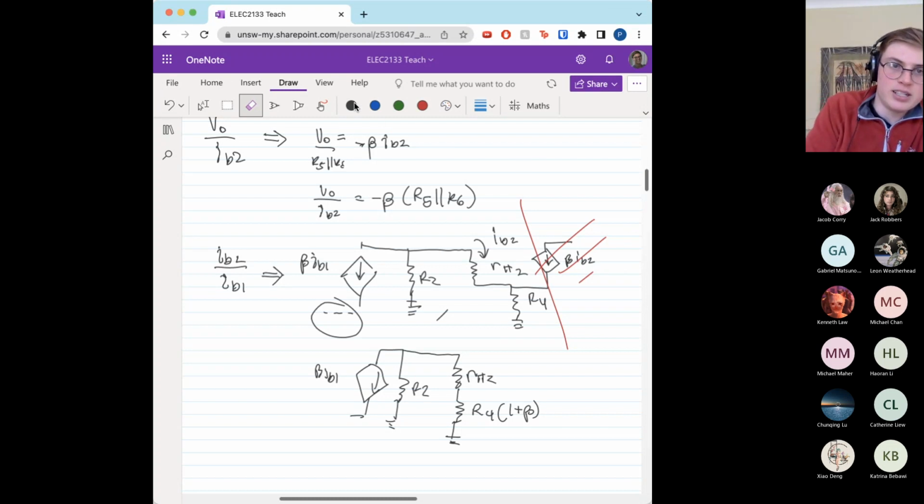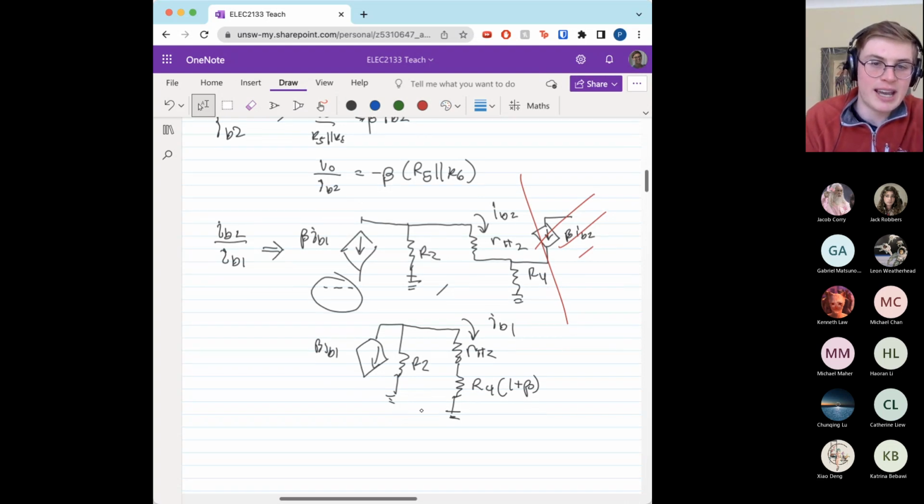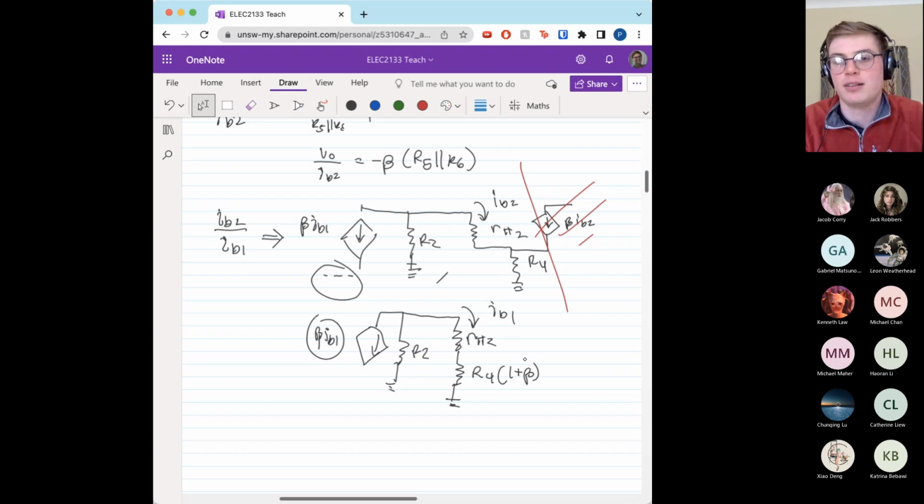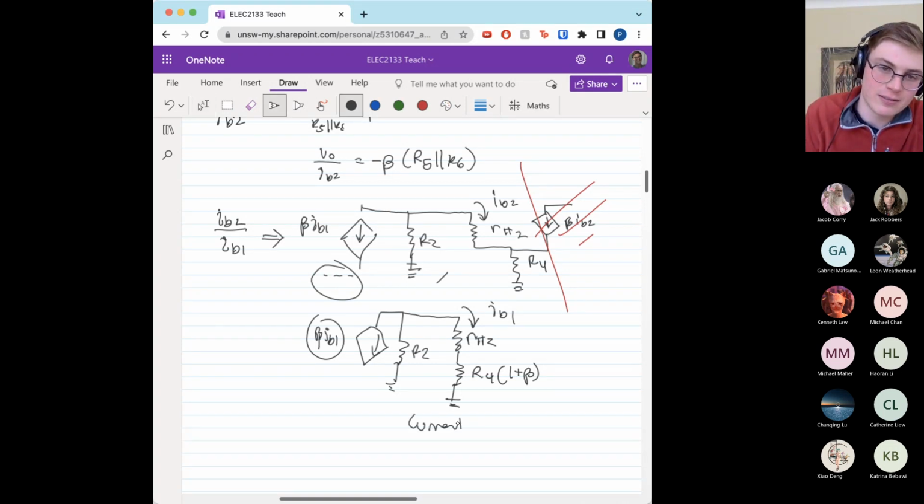Can anyone give me an idea? So we've got a current flowing through R pi 2 and R4 into 1 plus beta, the reflected emitter resistance. And we also have sort of this current source pulling current through these two. Does anyone have any idea how we might be able to relate IB1 to these? It's not quite, yeah, current division. Thank you, Kenneth. I was going to say it's not quite Inmar's favourite. It's very close though. Let's use current division.